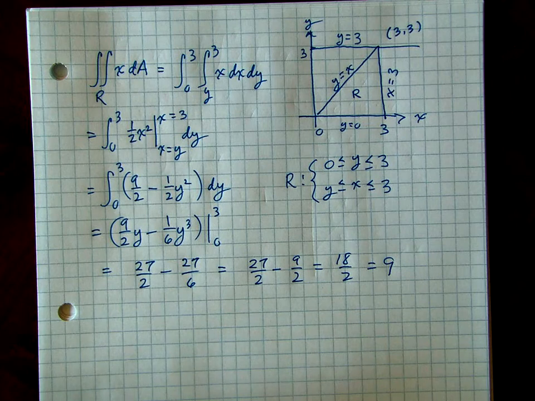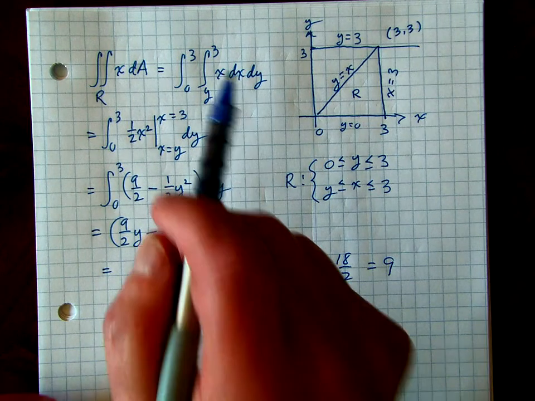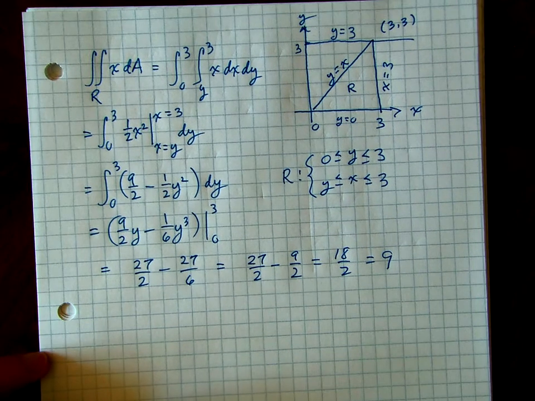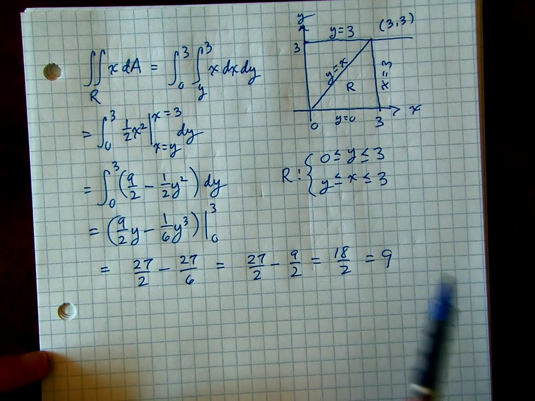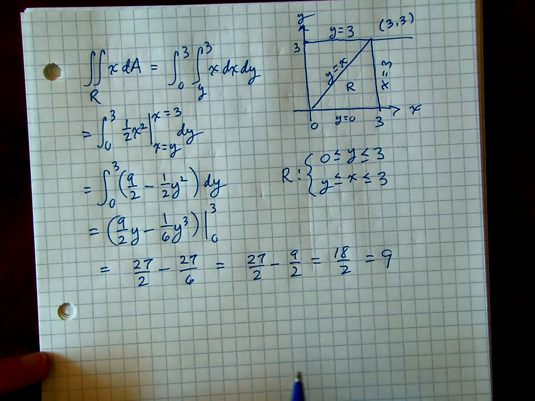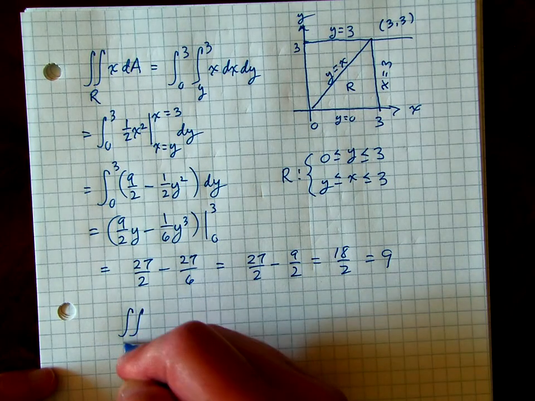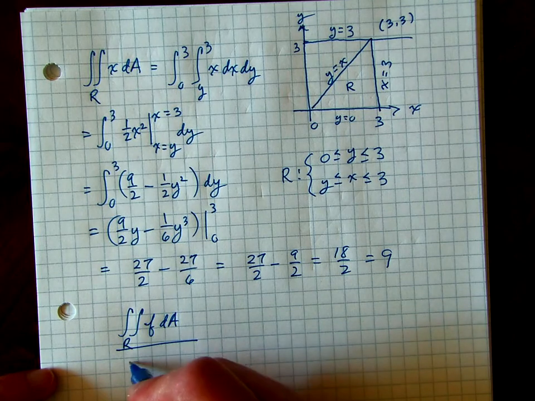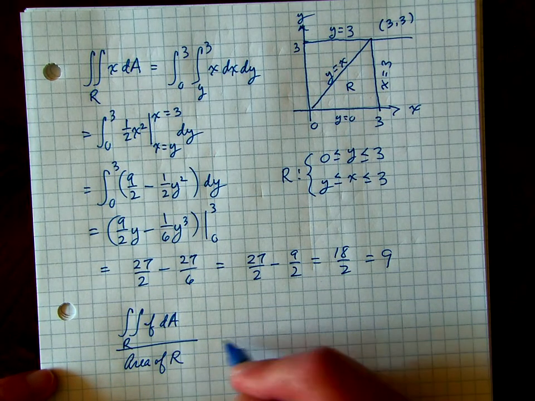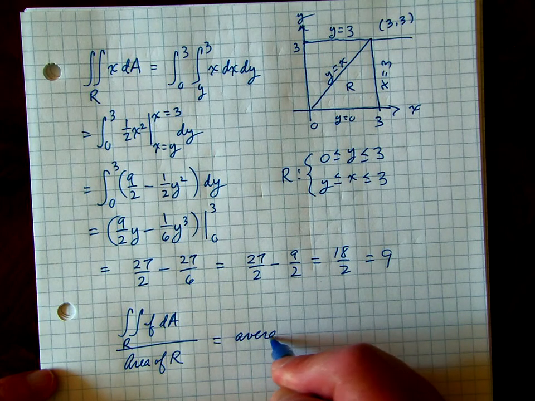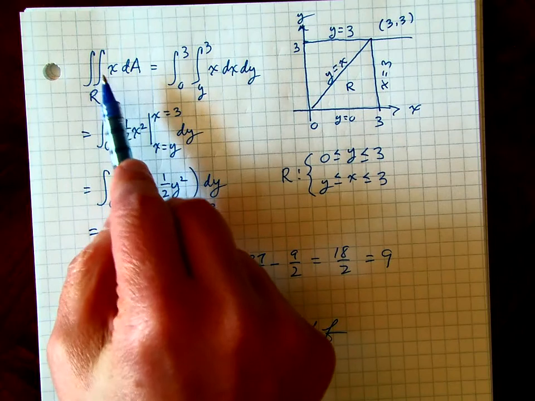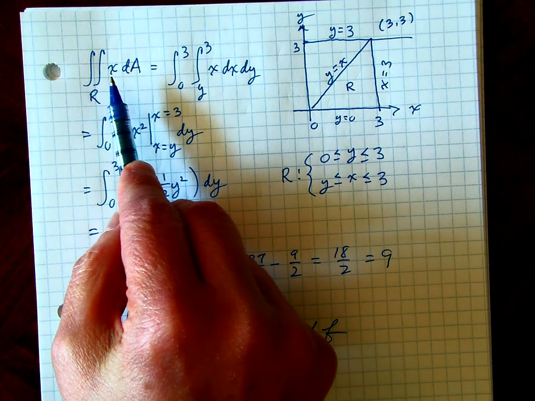By the way, in terms of what's going on here, I'm going to add one more thing, a little bit of bonus information. If you integrate a function over a region with respect to area, and then you divide by the area of the region, this is what you call the average of f. My function was very simple. In both cases, I just integrated x.